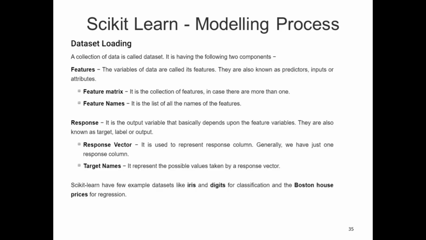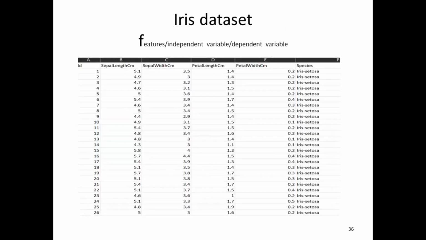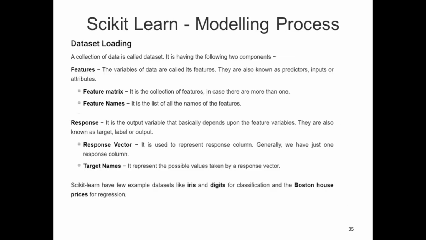The response vector is used to represent the response column. The target names represent the possible values taken by the response vector. So we may have more than one feature, and we have one output column. Scikit-learn has a few example datasets like Iris and digits for classification, and Boston house prices for some machine learning algorithms.